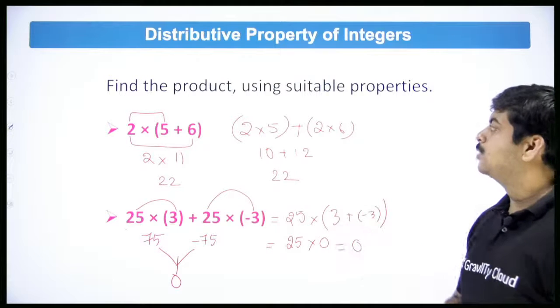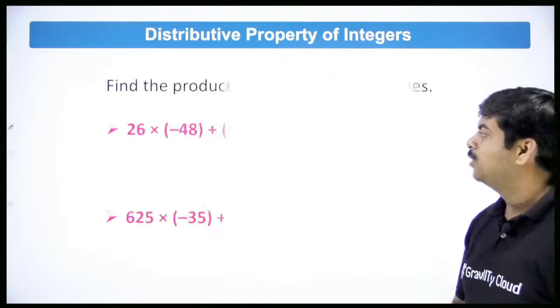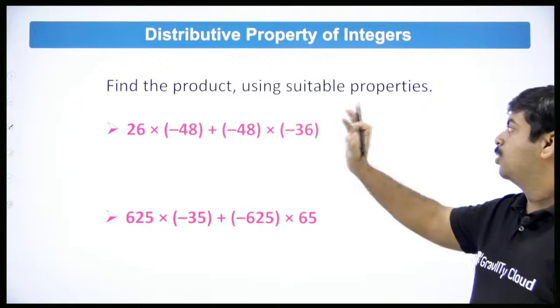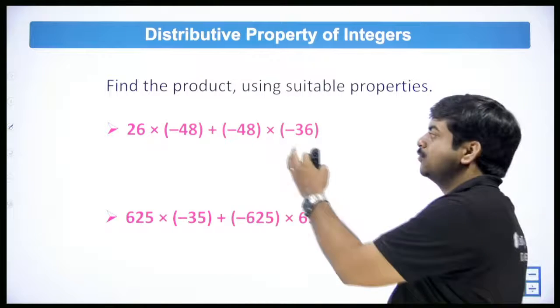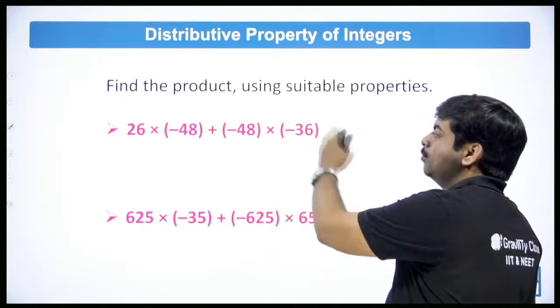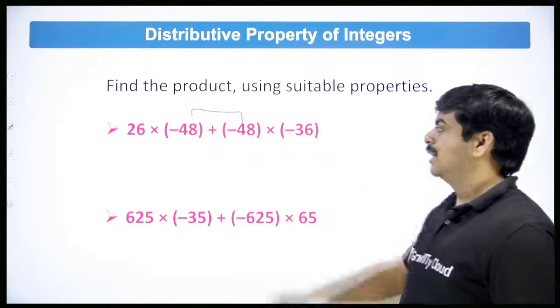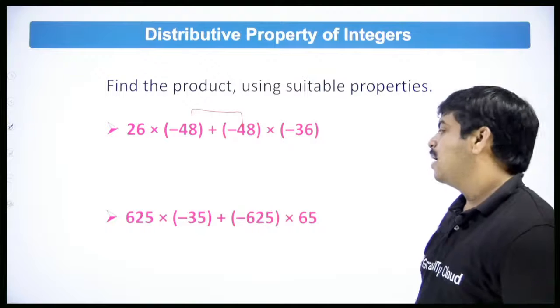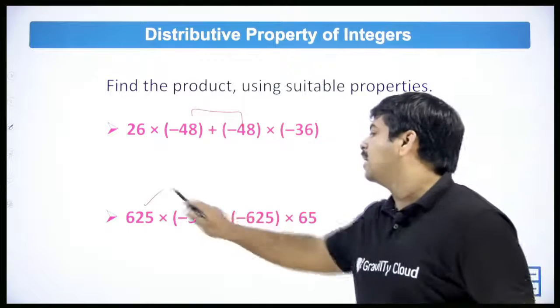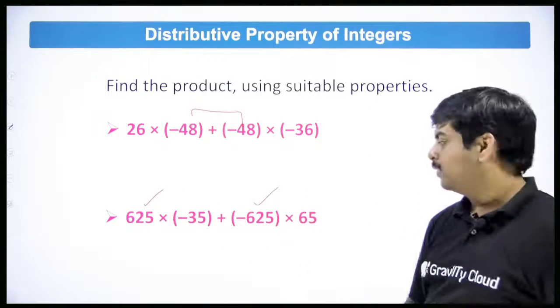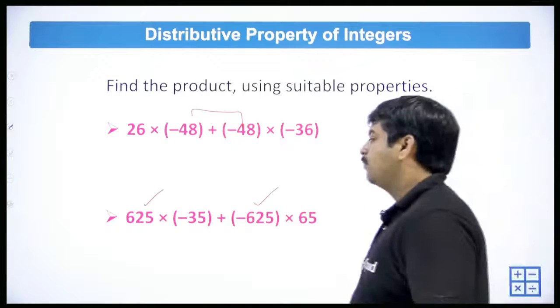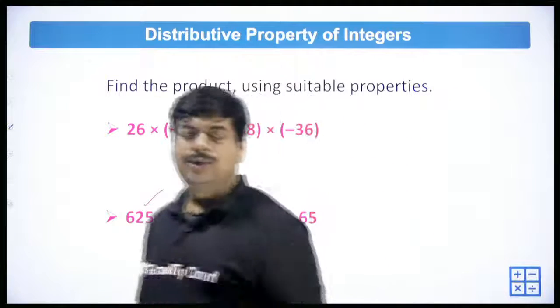So this is about distributive property. You have one more question, you can try to do that. Find the product using suitable properties, 26 into minus 48 and minus 48 into minus 36. You can see here, minus 48 is common in both the cases. So you can try to apply from there. Here also 625 is common with a negative and positive. So please take care of that. Okay, so from there you can try to find the answer. Please try to do this.